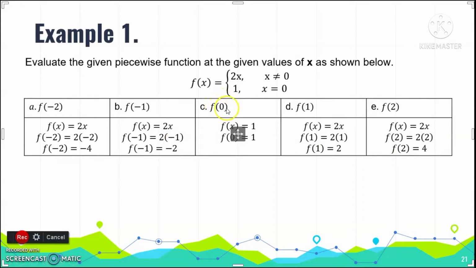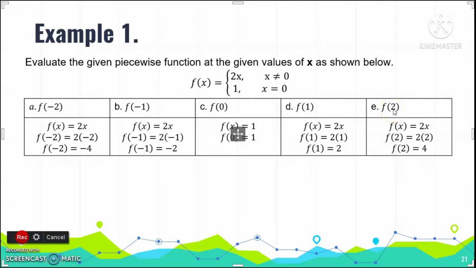C. f of 0 belongs to x is equal to 0, therefore we're going to use the constant function f of x is equal to 1. Therefore f of 0 is equal to 1. Letter D. f of 1. 1 is not equal to 0, therefore we're going to use f of x is equal to 2x. Substituting the given values, you have the answer f of 1 is equal to 2.